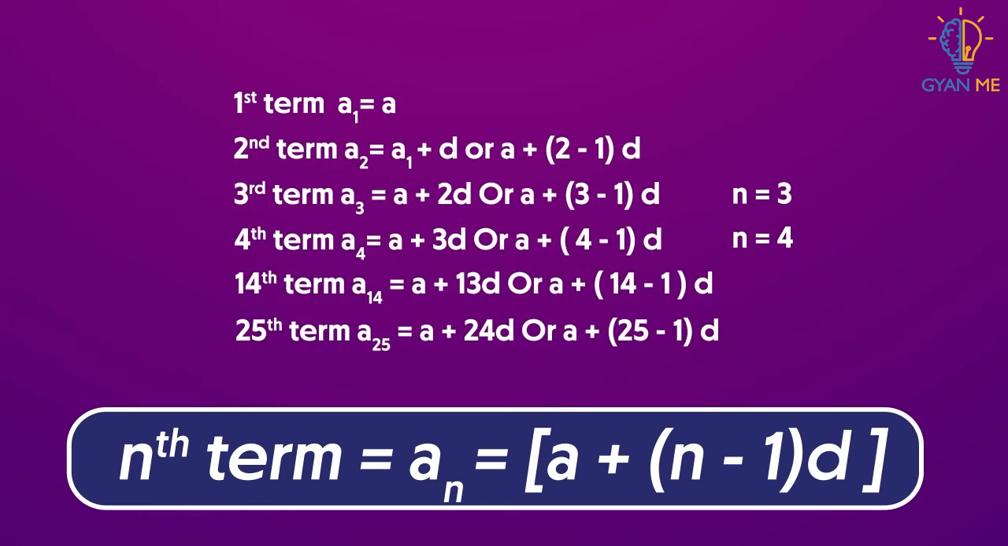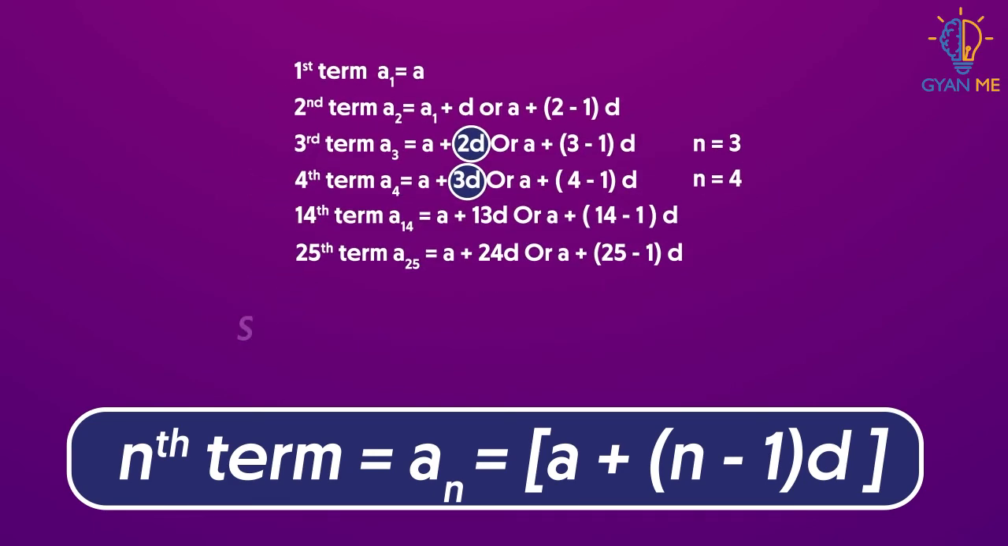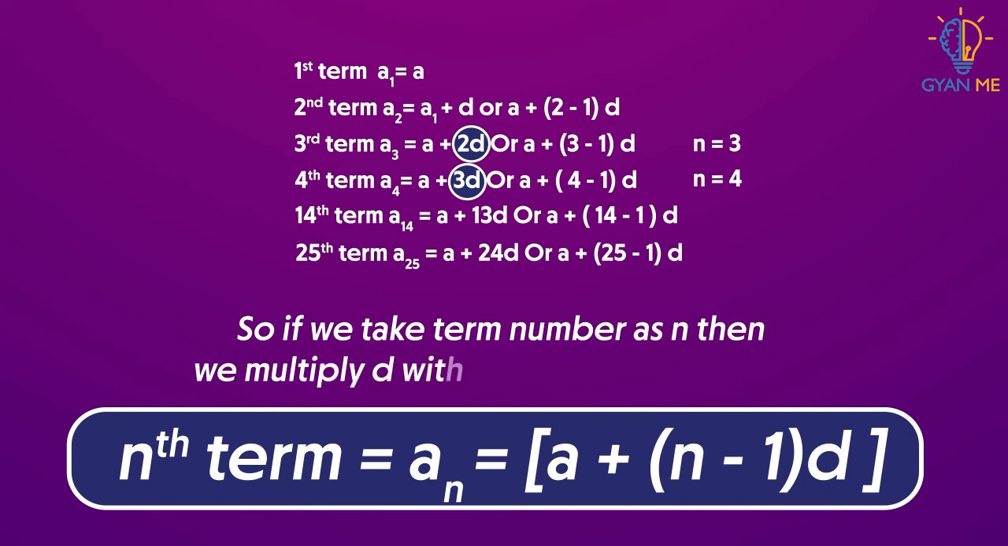And why do we say n minus 1 times D? Observe the sequence or pattern here. For third term, it is 2D here. For fourth term, it is 3D, and so on. So, if we take term number as n, then we multiply D with 1 less than n, that is n minus 1. Thus, nth term An will be equal to A plus n minus 1 times D, where An is general term of AP.